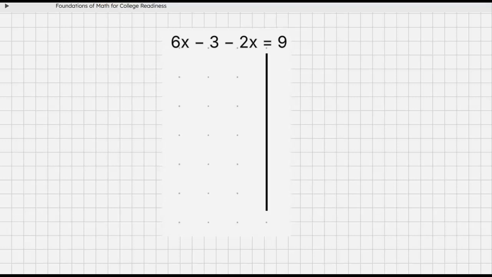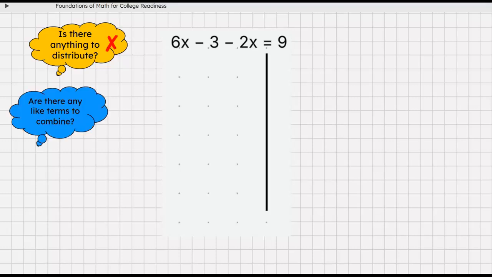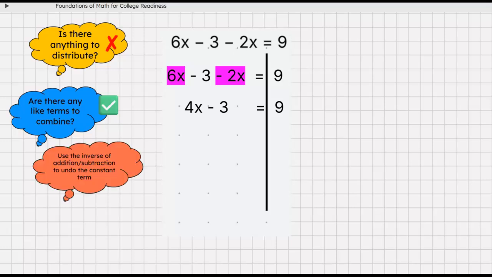6x minus 3 minus 2x equals 9. Is there anything to distribute? Do you see any parentheses? No. So we're actually going to skip that step. Are there any like terms to combine? Actually, yeah, there are. We need to combine 6x and negative 2x to make 4x minus 3 equals 9. So now we have a two-step equation, and we can go straight to solving.